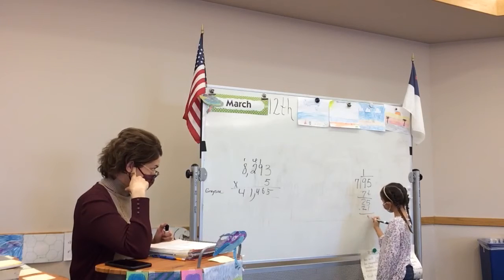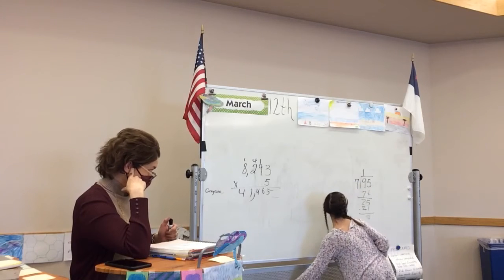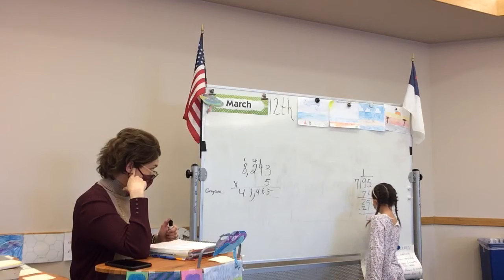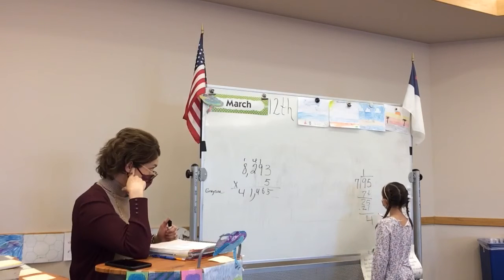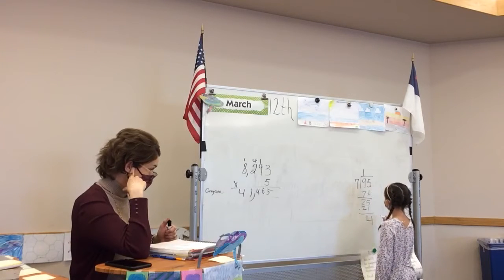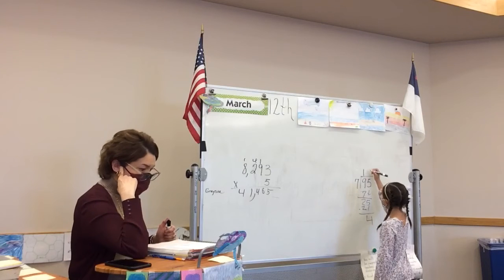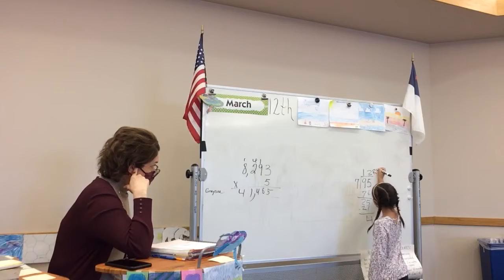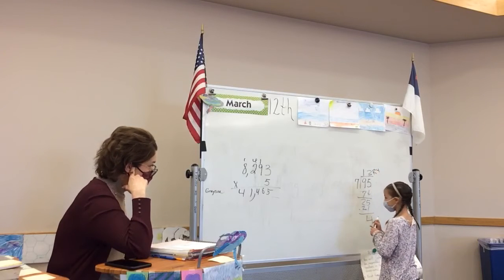What is the number on top? You're correct, Ella. How many times does 7 go into 25? 3. Yeah, you forgot to write that. Good. You don't have to do the check.